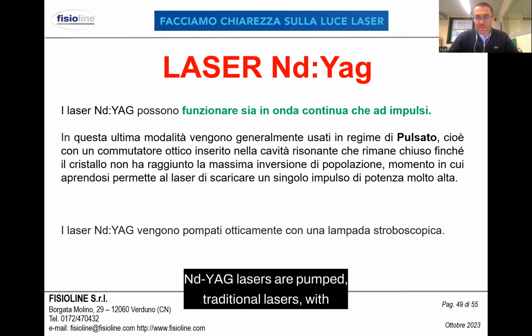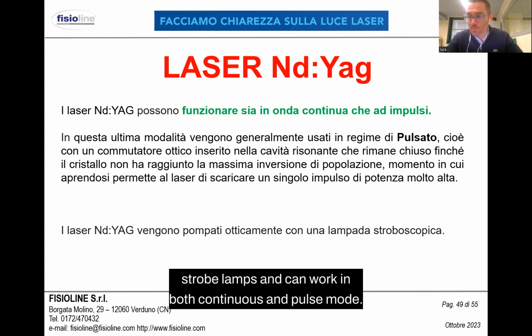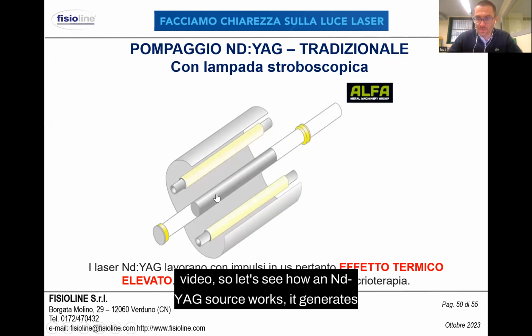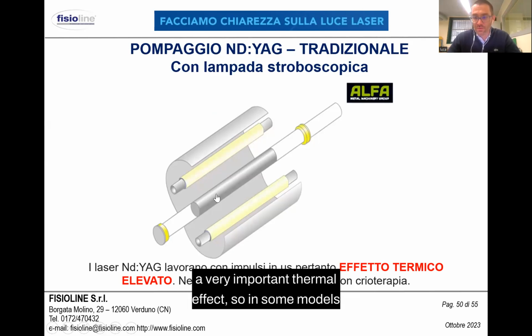Nd:YAG lasers are traditionally pumped with strobe lamps and can work in both continuous and pulse mode. So with the classic strobe lamp, let's see this little video, to see how an Nd:YAG source works. It generates a very important thermal effect. So in some models it is even necessary to cool the tissue, because the laser works in pulses of microseconds.